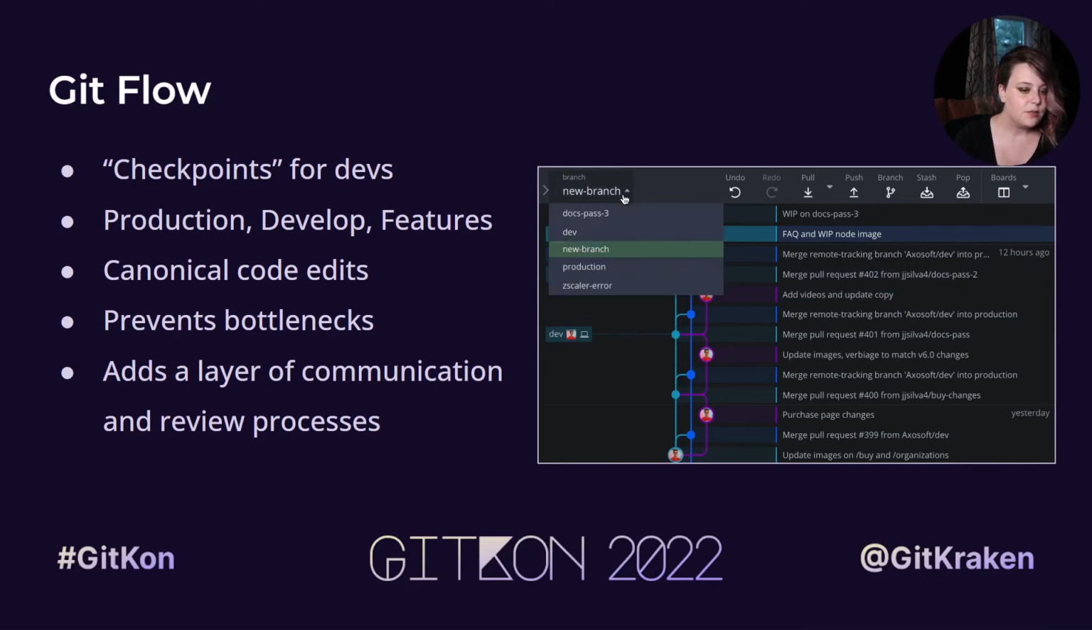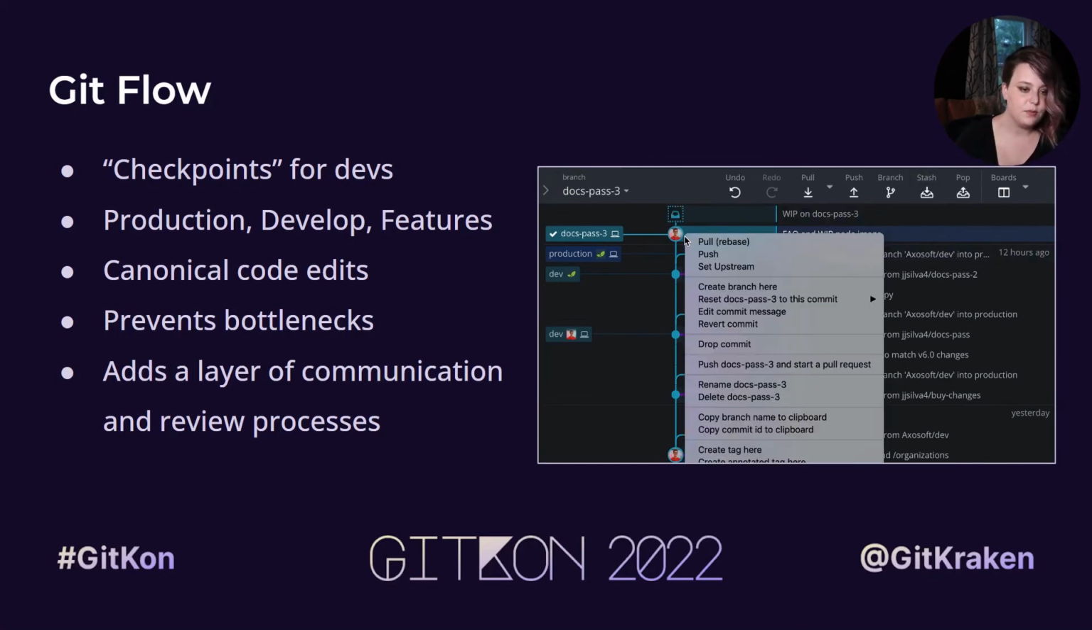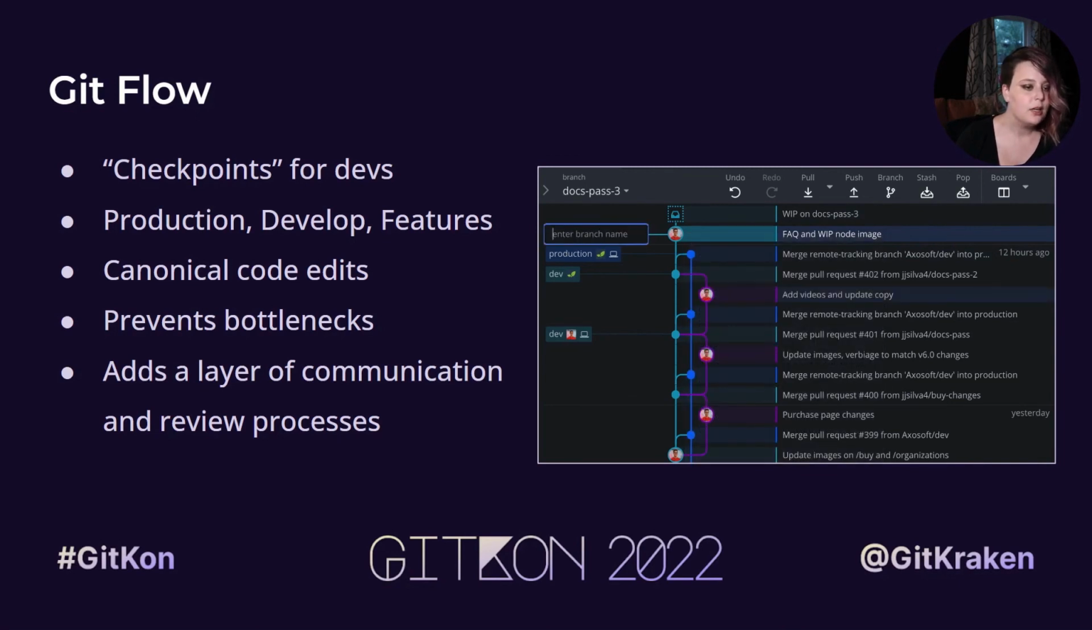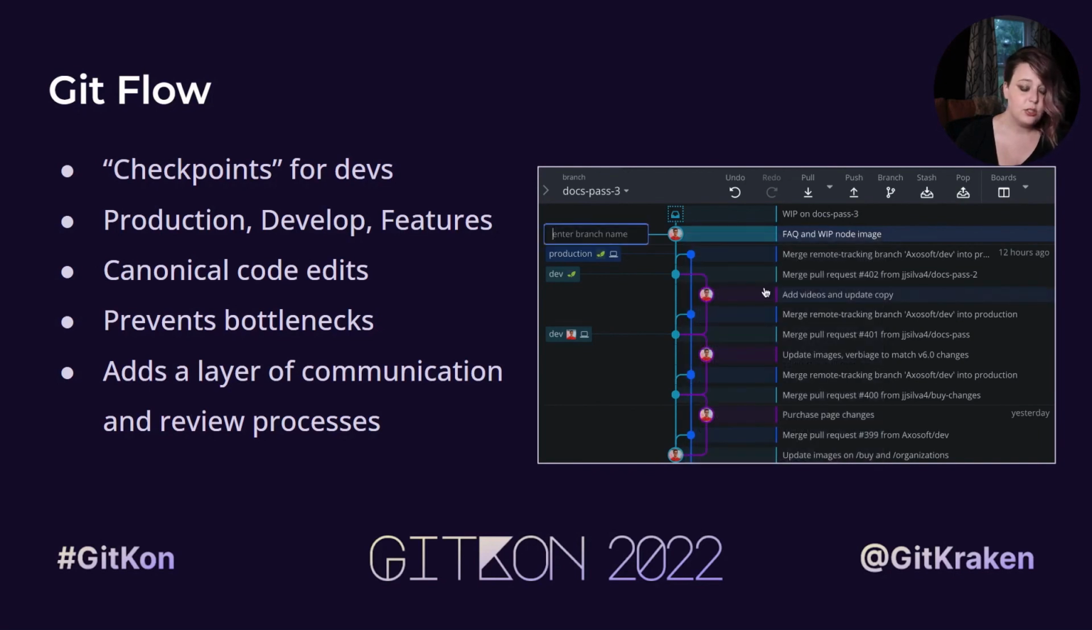Git Flow involves having multiple branches on a repository. You have a canonical production branch, which is only what is on your live product. You have a development branch, which is typically tied to a staging environment. And from there, you have feature branches where people are doing their active work. This prevents bottlenecks as people are working independently on their branches. And you can add a layer of communication or review process for when those branches get merged into the shared development pipe.